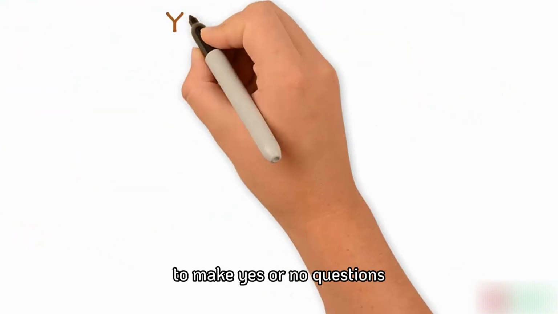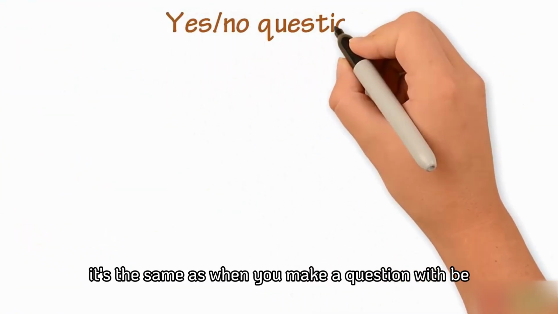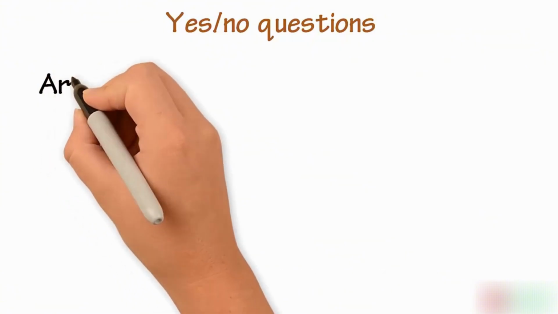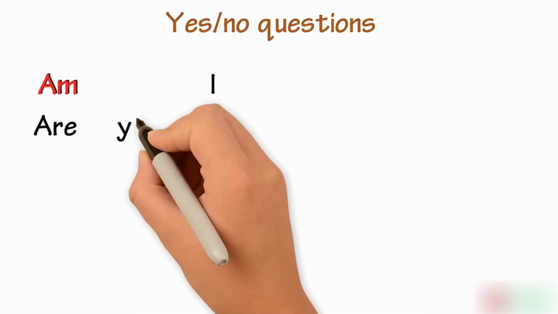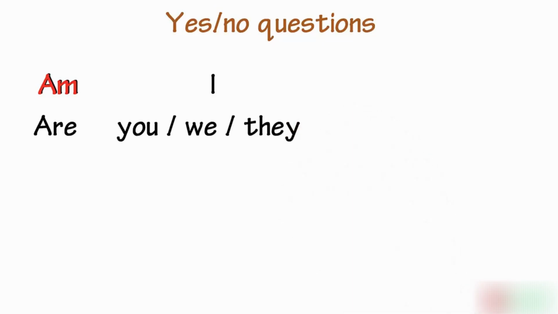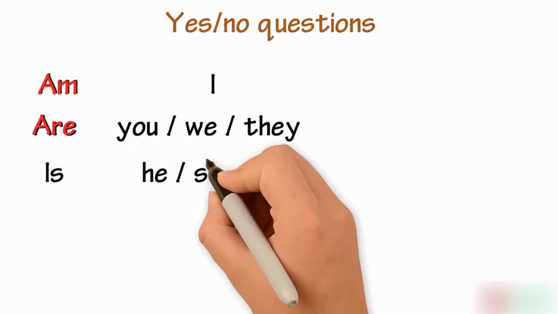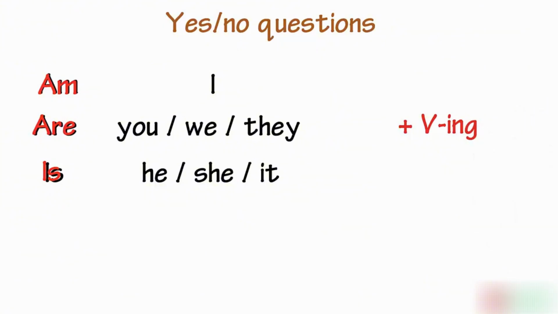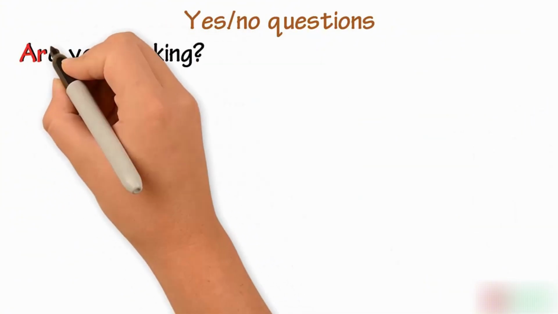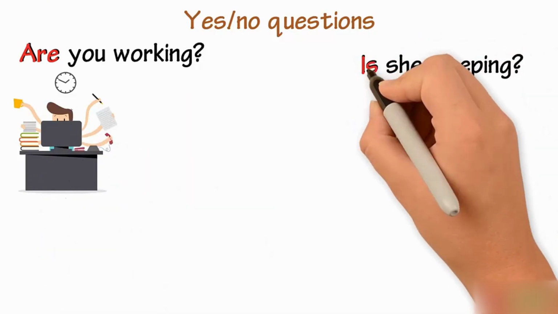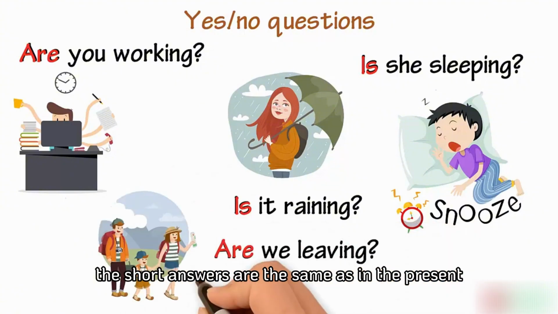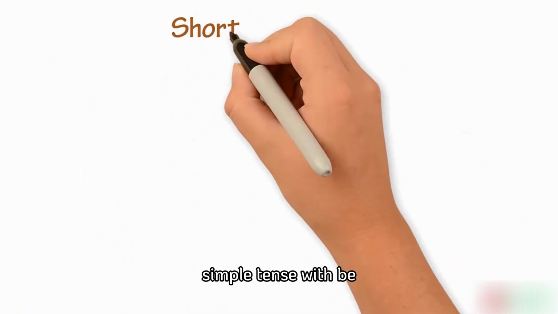To make yes or no questions, it's the same as when you make a question with be in the present simple. Invert the subject and the verb. Am I? Are you, we, they? Is he, she, it? Plus the verb ending in ing. So you can ask, are you working? Is she sleeping? Is it raining? Are we leaving?